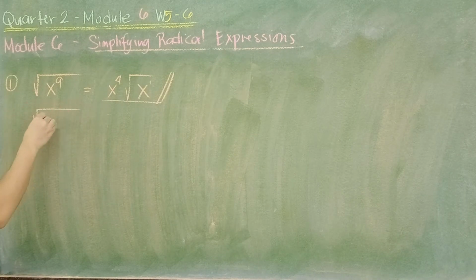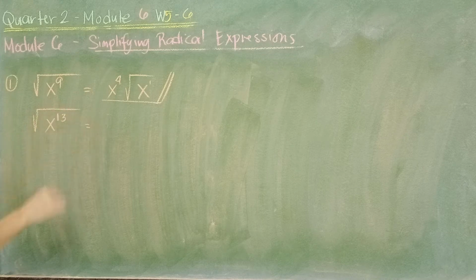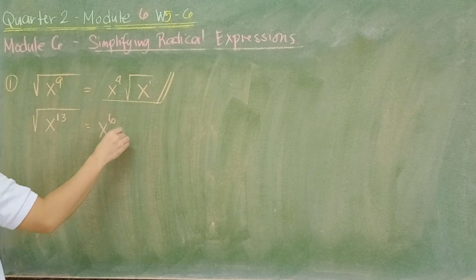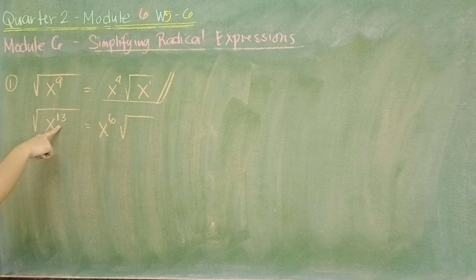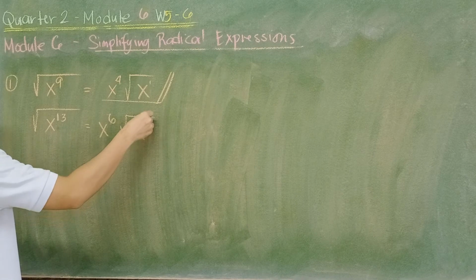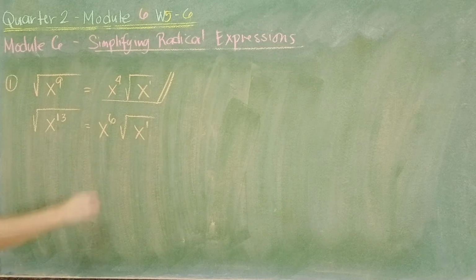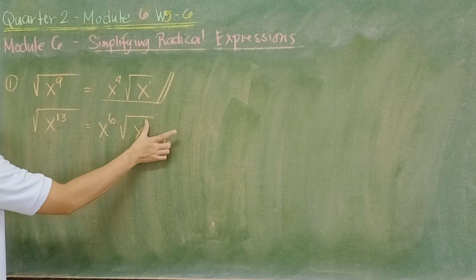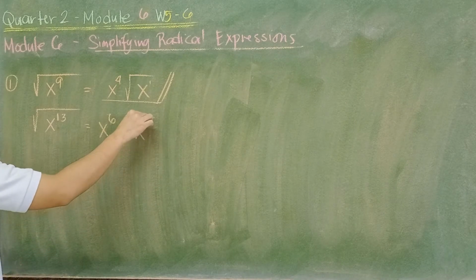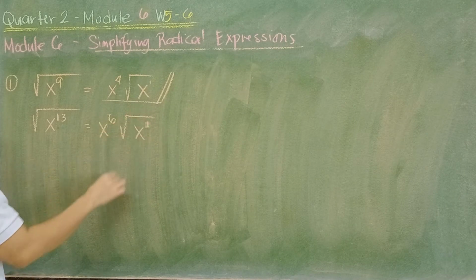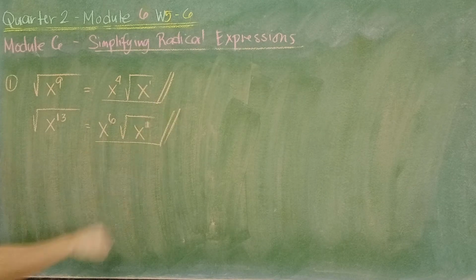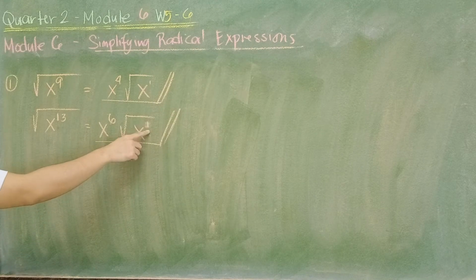Another, x raised to 13. 13 divided by 2, that is x raised to 6. Square root of ilan yung remainder? 1. So yung 1 na remainder may iwan dito sa loob. Again, yung exponent naman is just optional. Pwede mo nang huwag ilagay. Pero for the sake of explanation, lagay muna natin. So merong remainder. Yung remainder may iwan dito sa loob.